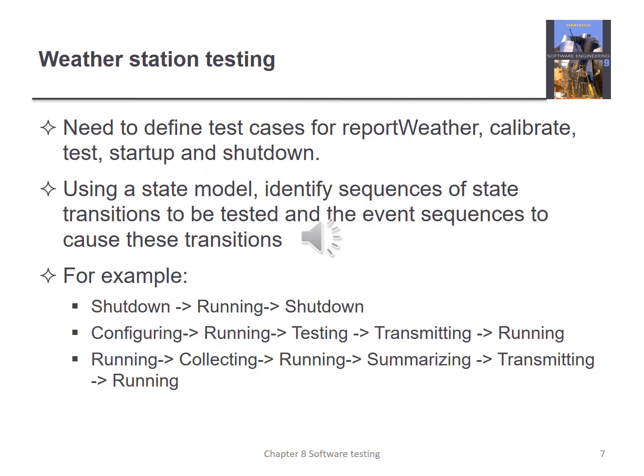As I just mentioned in the previous slide, we need to define test cases for report weather, calibrate, test, startup, and shutdown. Using the state model, identify the sequences of state transitions to be tested and the event sequences. For example, we shut down, then run it, then shut down again to see if it really ran after a shutdown, and then shut down after a run. We configure, then run, then test, transmit, running, collecting, running, summarizing, transmitting, running. In another way, we test all the activities in that unit or object.